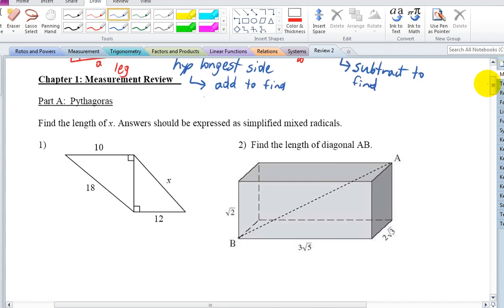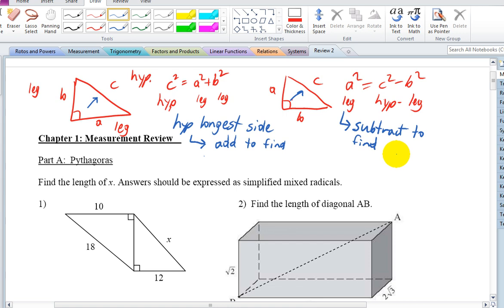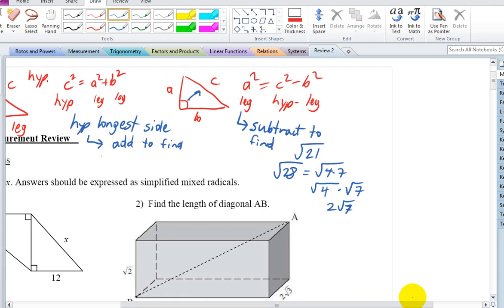So, for us, you can leave our answers like square root 21, or if you have square root 28, well, you can convert that to square root 4 times 7, which is square root 4 times square root 7, which is 2 square root 7. So we simplify our radicals. It's been a while since we've done that. That's one way of doing it.